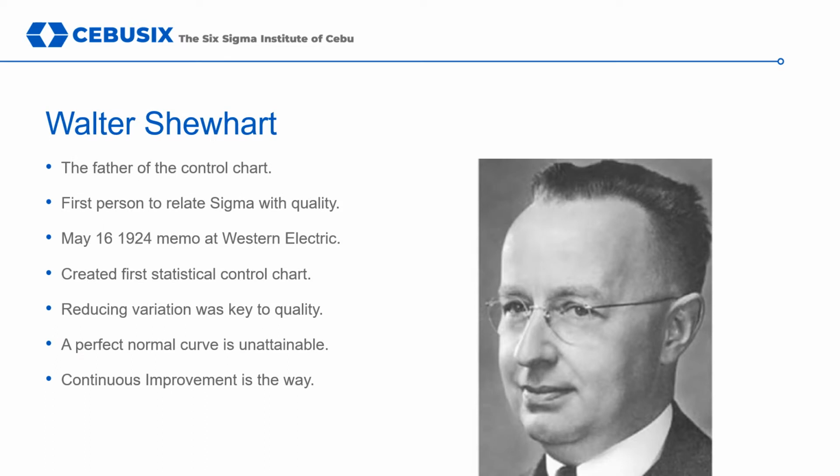Walter Andrew Shewhart was an American physicist, engineer, and statistician. He is known as the father of statistical quality control. On May 16th of 1924, Dr. Shewhart prepared a one-page memo which contained all of the essential principles and considerations which are involved in what we know today as process quality control. It also included a schematic control chart which covered a third of the page.